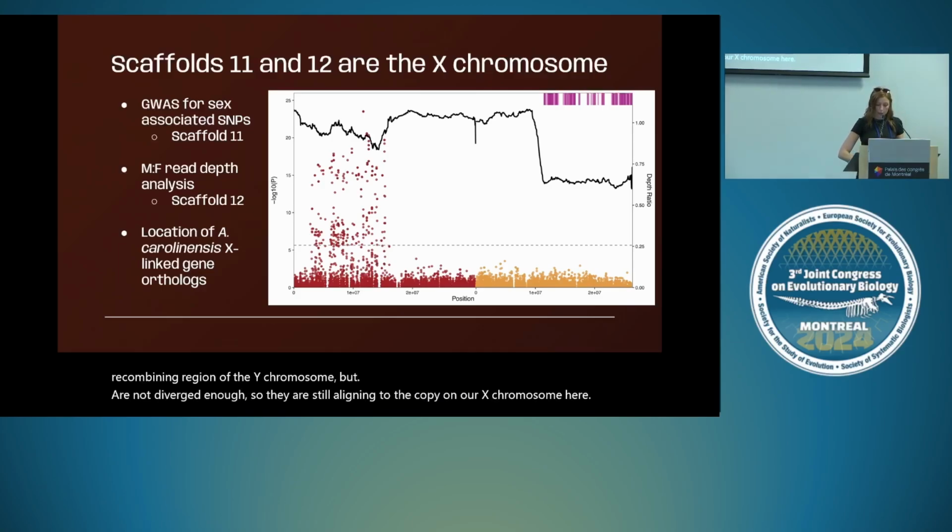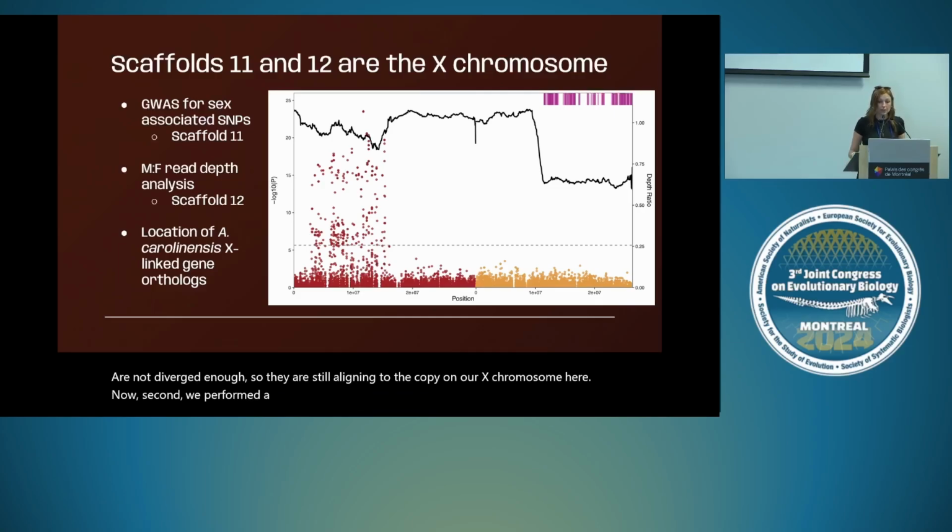Now, second, we performed a relative read depth analysis. This is this black line here on our plot. This is showing the male to female read depth ratio. And then we see here on the last half of scaffold 12, this dip in relative read depth where males are having approximately half of the read depth that females do. And so this would indicate regions on the X chromosome that are no longer present on the Y, likely due to some degree of degradation. Because females have 2 X chromosomes, they will have double the read depth that males will.